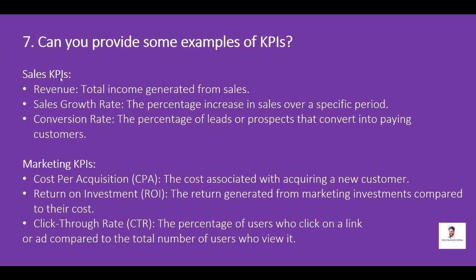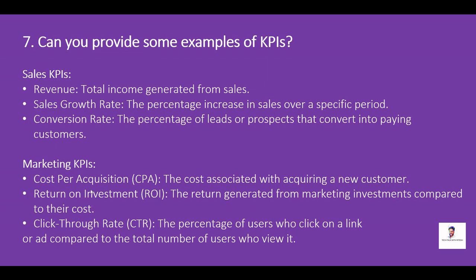For example, sales KPIs. Revenue is one KPI: the total income generated from sales. Sales growth rate is another KPI: the percentage increase in sales over a specific period. Conversion rate is another sales KPI: the percentage of leads or prospects that convert into paying customers. So these are sales KPIs.